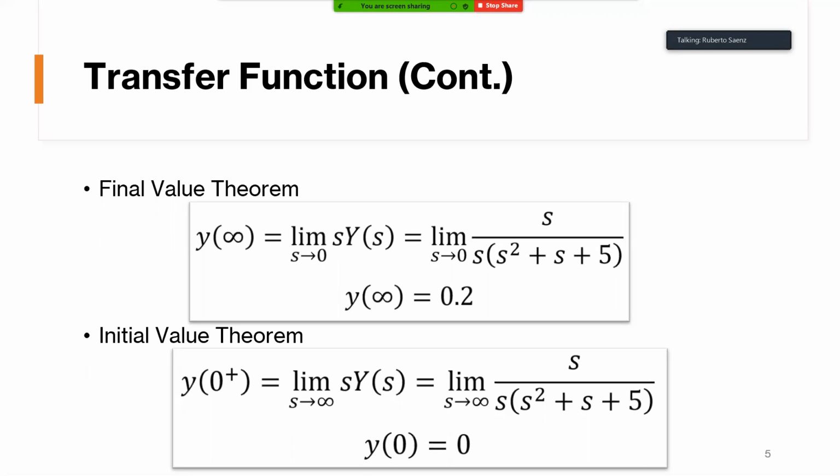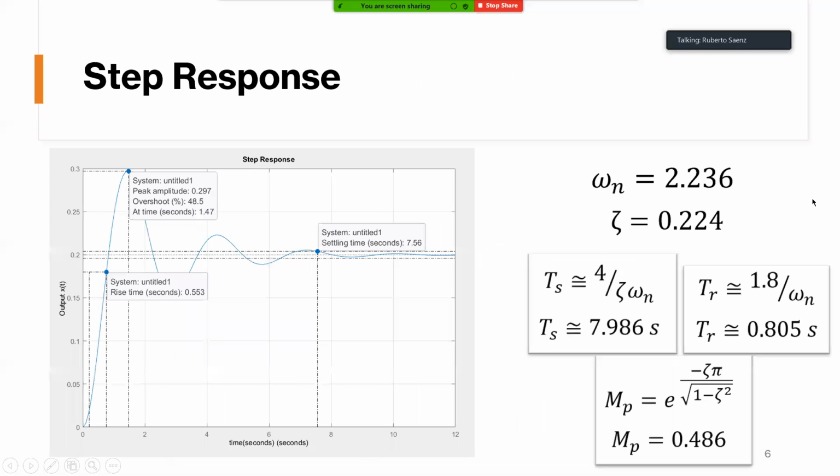Slightly different on the initial value. Instead of s going to 0, it goes to infinity for our y of 0 just right of the 0 number. So plugging in the same equation, the s on top and the s on the bottom cancel out, which leaves us with 1 over s squared, so 1 over infinity, which equals 0. So our initial value just right of 0 will be 0, and our final value is 0.2.